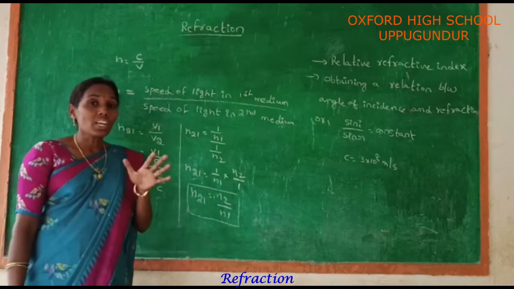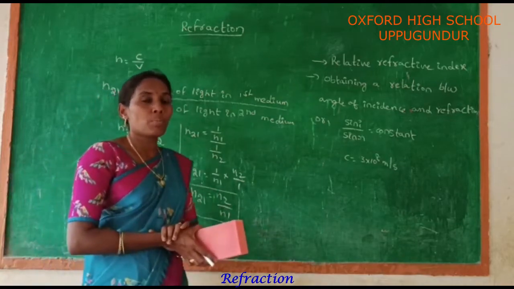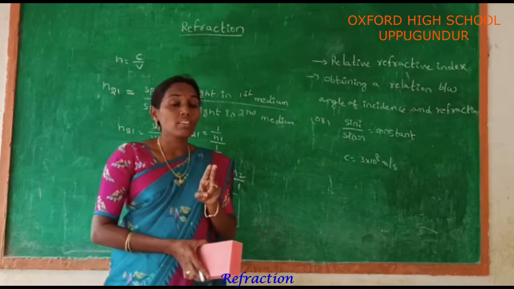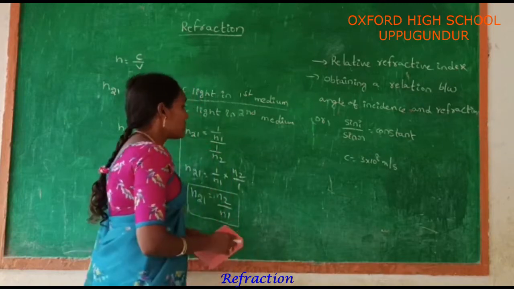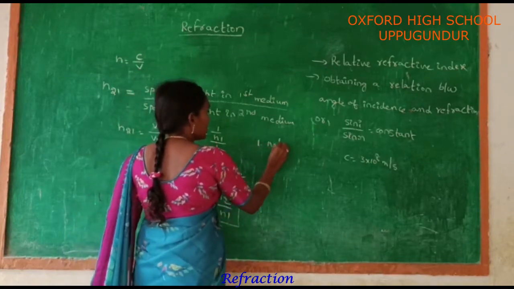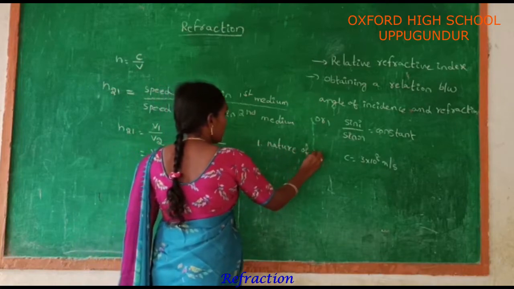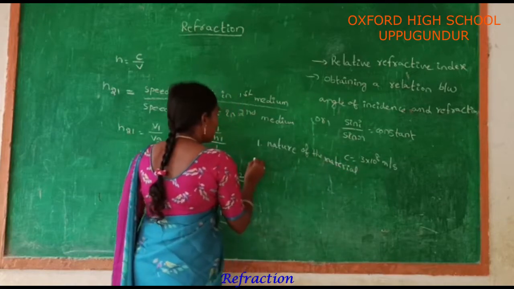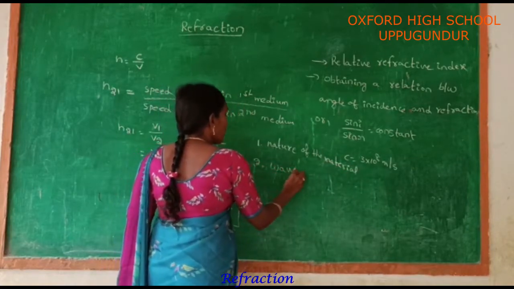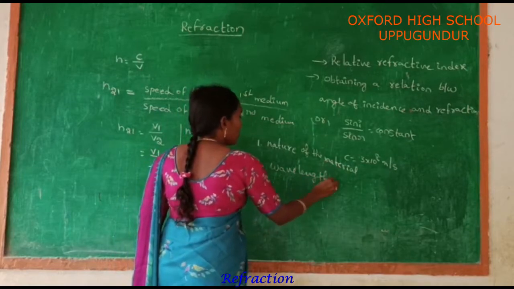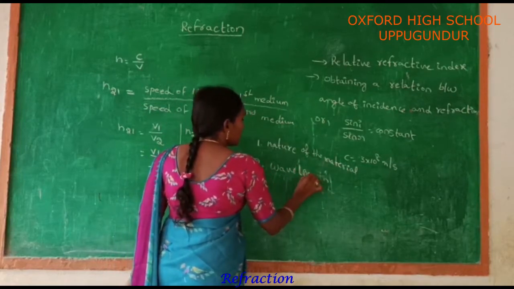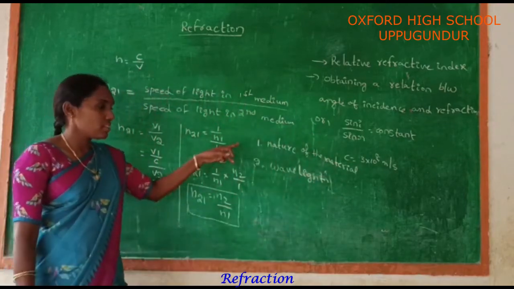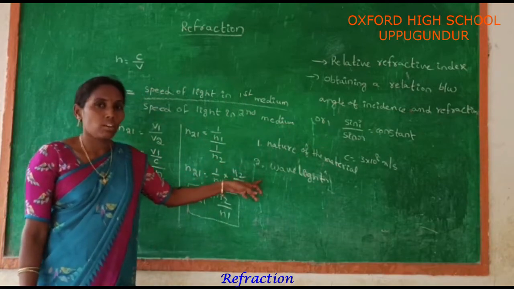And what are the factors that affect the refractive index? There are two factors that affect the refractive index. The first factor is nature of the material. And the second one is wavelength of light used. These are the two factors that affect the refractive index: the first one is nature of the material and the second one is wavelength.